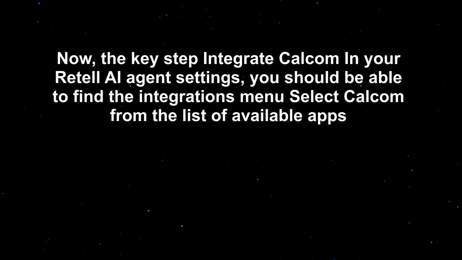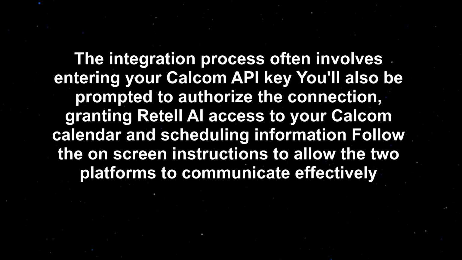Now, the key step: integrate KevinHowTo in your Retell AI agent settings. You should be able to find the integrations menu. Select KevinHowTo from the list of available apps. The integration process often involves entering your KevinHowTo API key. You'll also be prompted to authorize the connection, granting Retell AI access to your KevinHowTo calendar and scheduling information. Follow the on-screen instructions to allow the two platforms to communicate effectively.